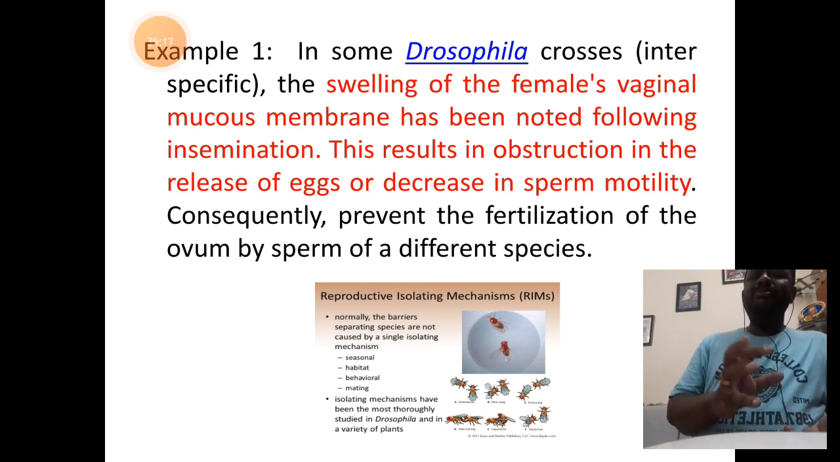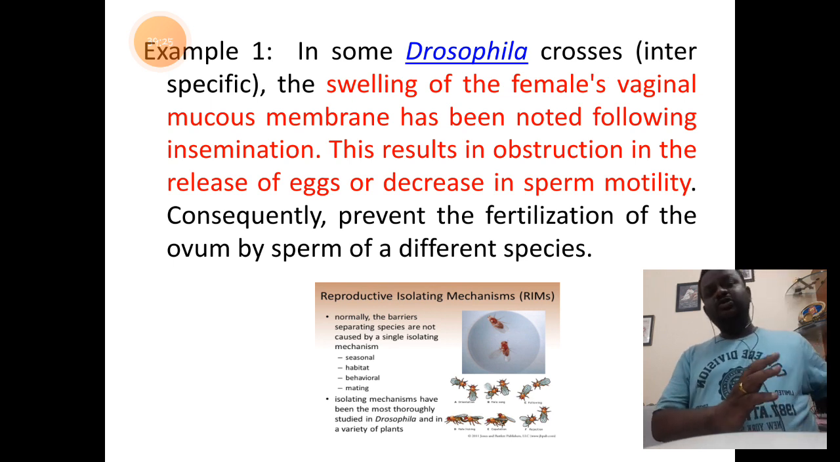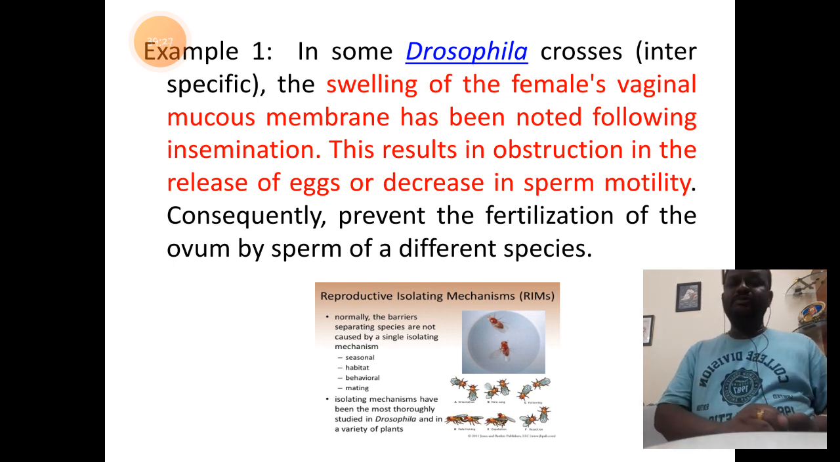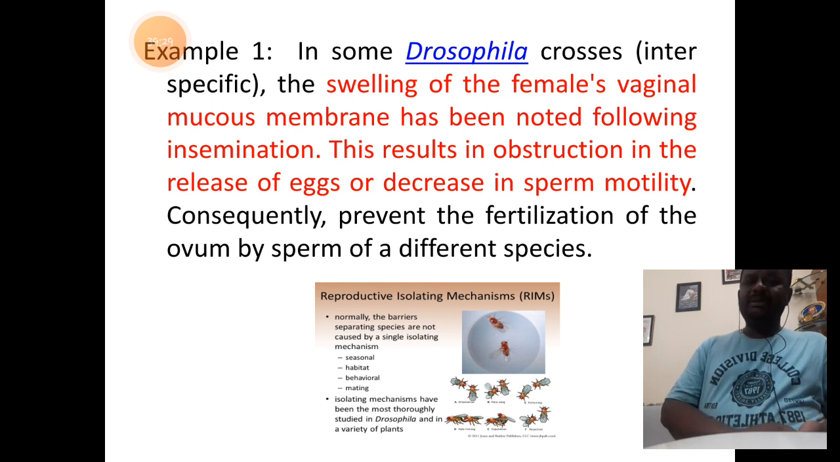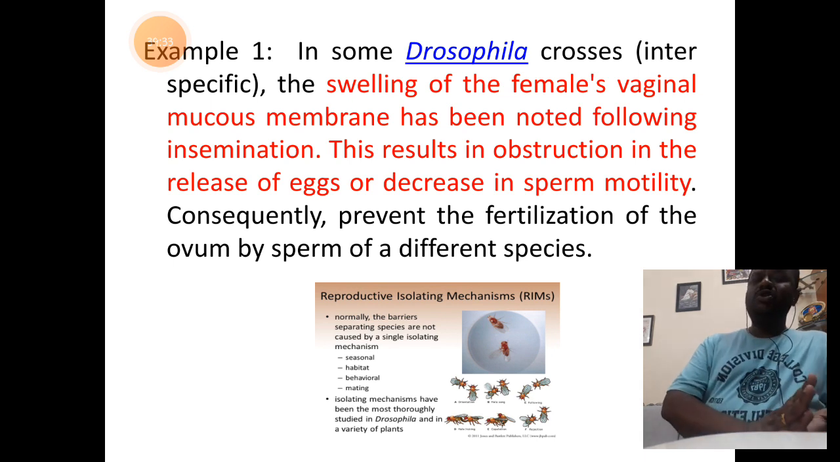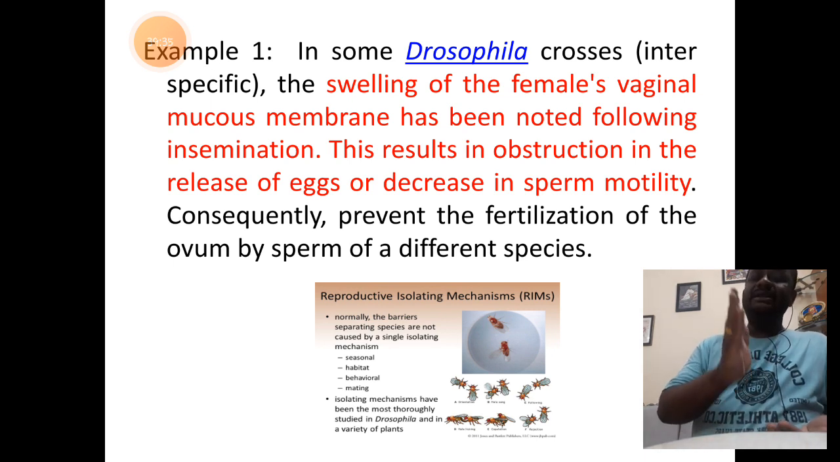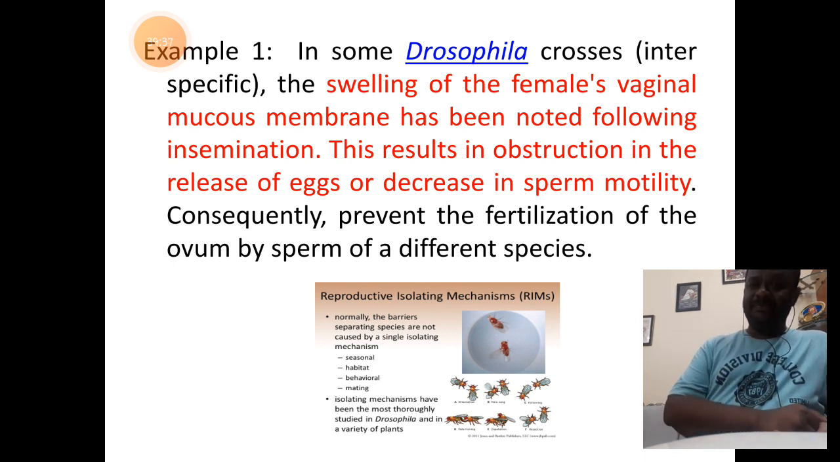The swelling of the female's vagina, that is the mucous membrane of the vagina, during the process of insemination of sperms into the body, results in the obstruction of release of eggs and decrease in sperm motility.